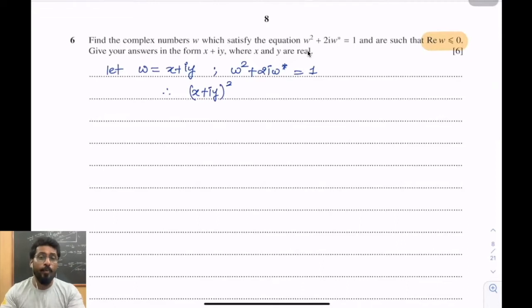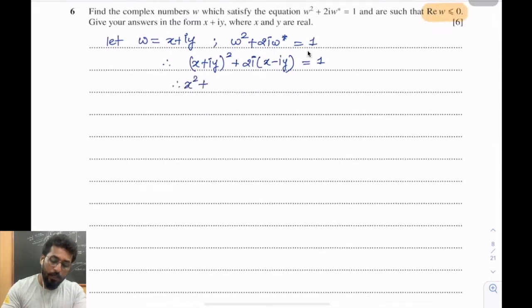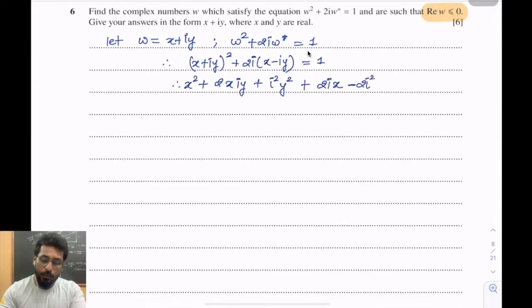So I want to place the value of omega. The value of omega is x plus iy. So (x plus iy) the whole square plus 2i omega prime, that's x minus iy, the conjugate of omega, right? You want to change the sign of the imaginary part. So x minus iy is equal to 1. The first part, (x plus iy) the whole square, is (a plus b) the whole square. Simplified, you get x squared plus 2xiy plus i square y square plus 2ix minus 2i square y is equal to 1.